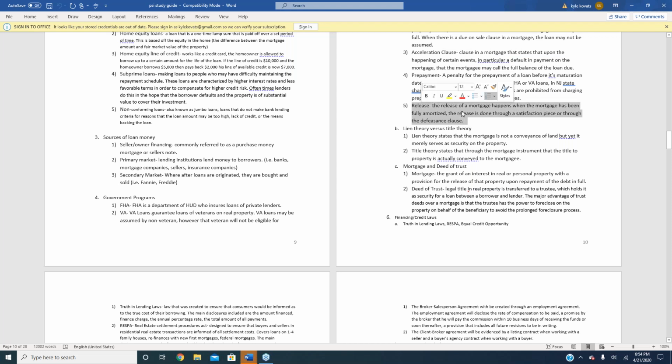And 5, release. When is the lender's interest released from your property? Well, once you've paid off in full, right? Once you pay off the loan in full, the lender's interest is then released from the property at that point in time. And they would give you a satisfaction piece to recognize this. So the satisfaction piece here is what the lender gives the borrower once they've paid off their loan in full, that satisfaction piece.